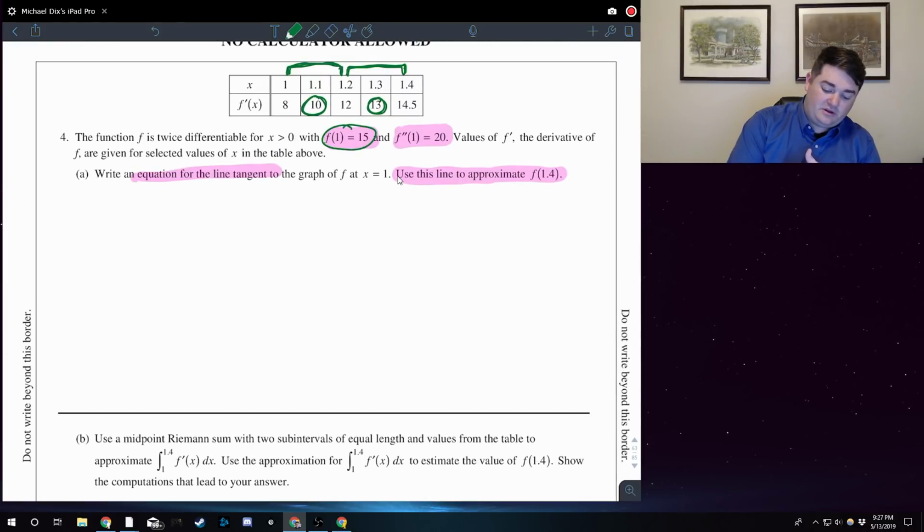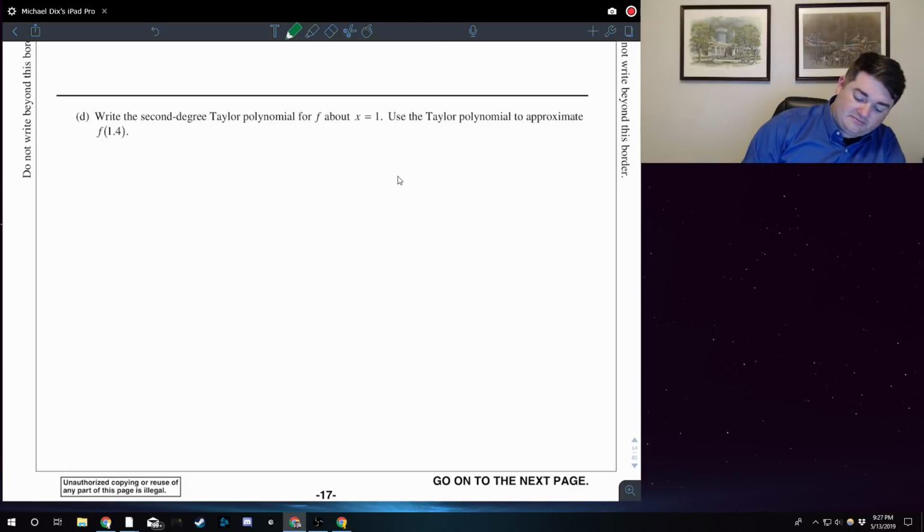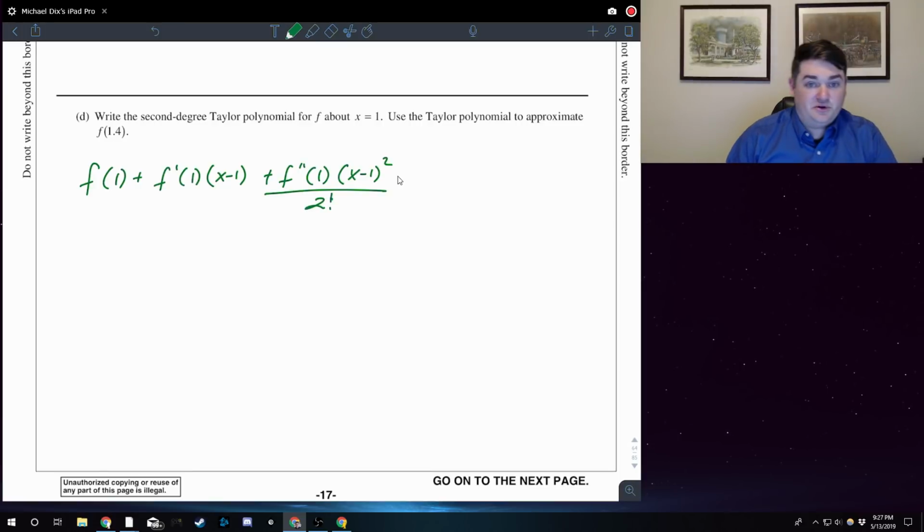f of 1, f prime of 1, f double prime of 1. So they're all up there. You need to know the Taylor formula. Shoot, I'll go ahead and write it. So it's going to be f of 1 plus f prime of 1 times x minus 1 plus f double prime of 1 times x minus 1 squared over 2 factorial.